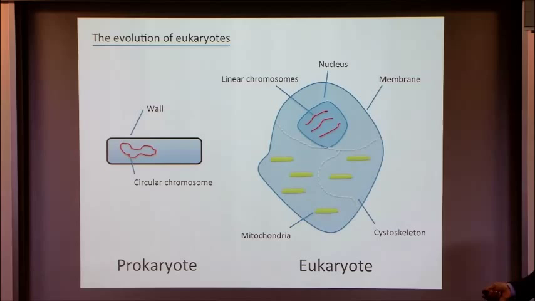Okay, we've heard a lot about prokaryotes and eukaryotes. I'm just going to point out this cartoon of the differences between them. Prokaryotes are small, they have a cell wall, they have circular chromosomes. Eukaryotic cells are much bigger. They have linear chromosomes, which they keep in a separate nucleus. They have a cytoskeleton, which means they can change shape and be larger. They compartmentalize different cellular processes into different compartments. And perhaps most importantly, they have mitochondria, right?